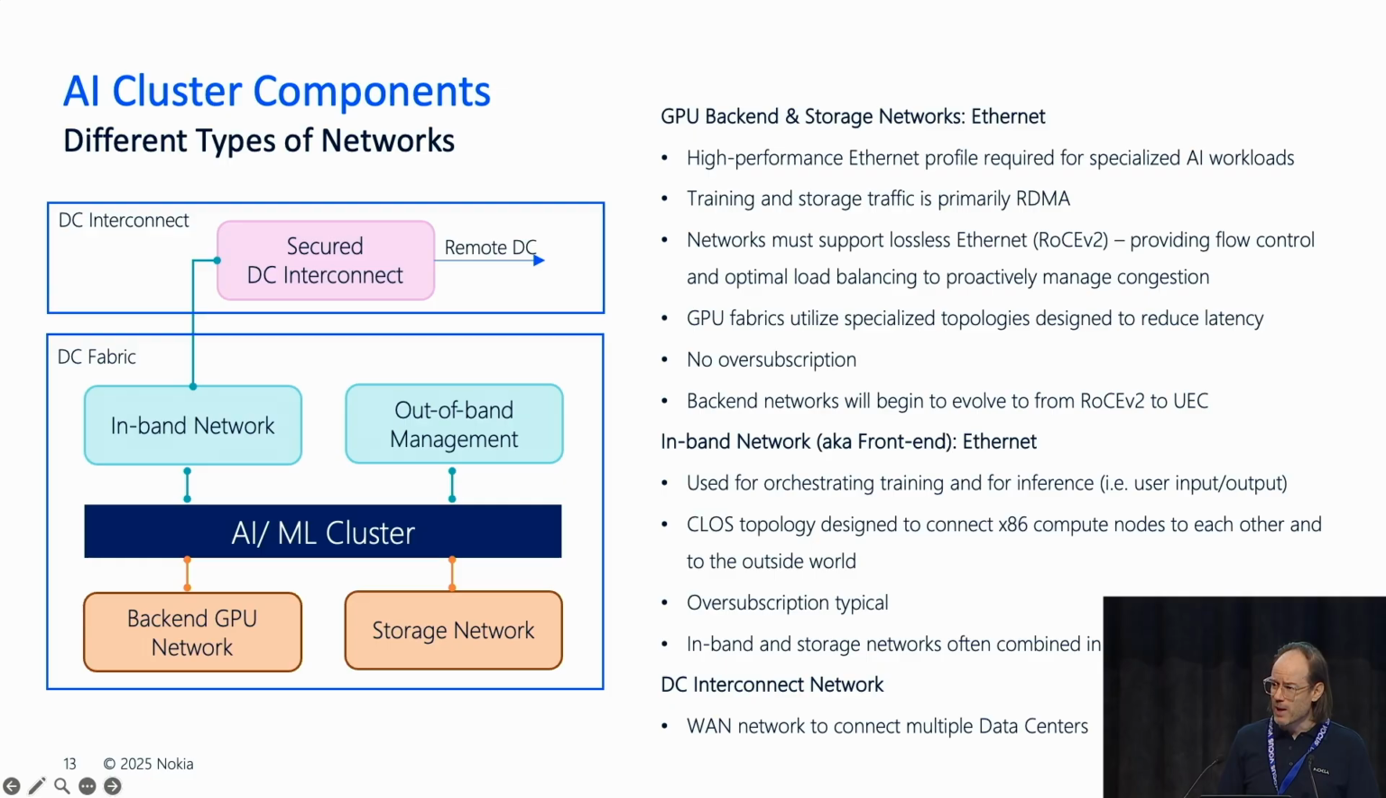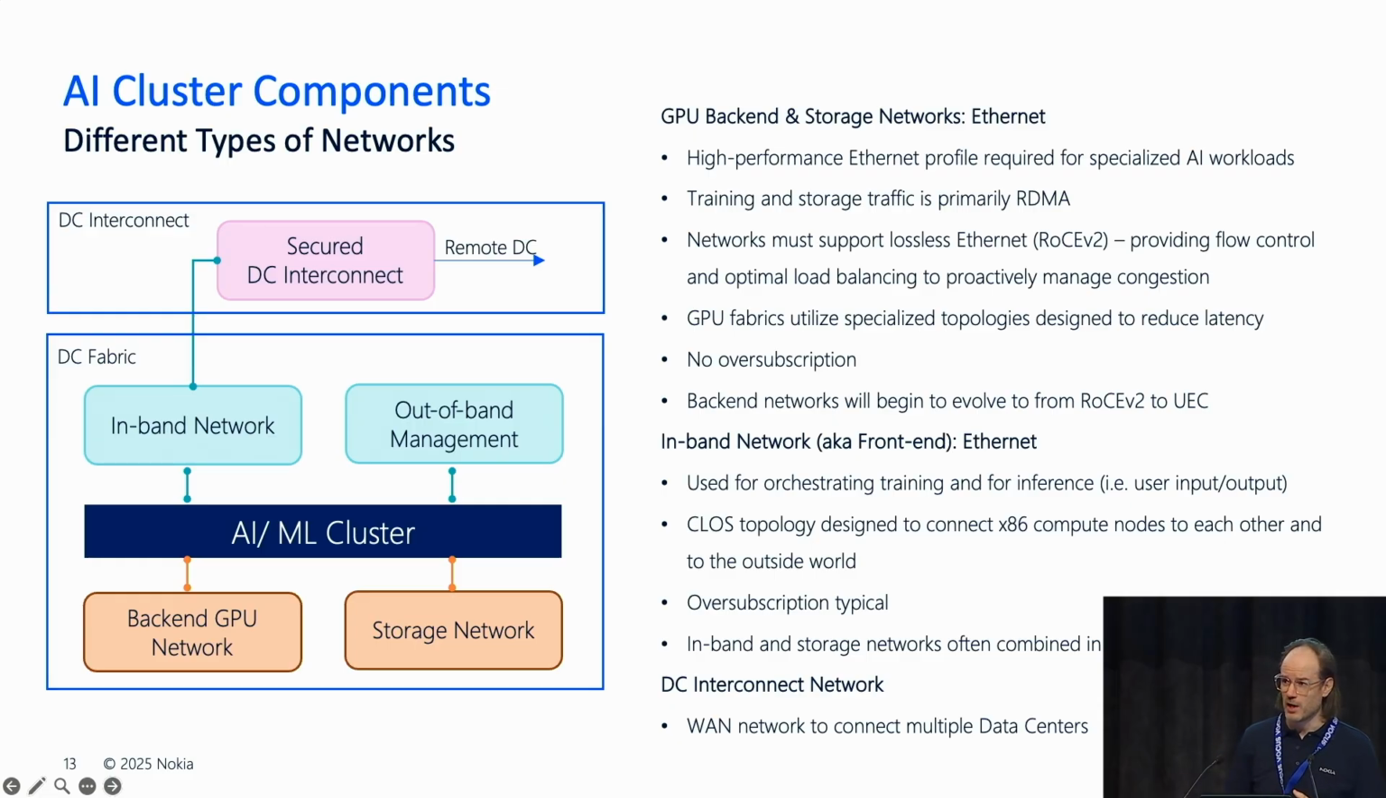So let's talk about some of the functional attributes of those different fabrics. The first part I want to talk about is the backend and storage networks. I'm going to focus on Ethernet here, and this is really the main part of the cluster design that I'm going to focus on for the rest of the presentation. Firstly, for this to be deployed in Ethernet, it requires a higher profile Ethernet in order to support these specialized AI workloads.